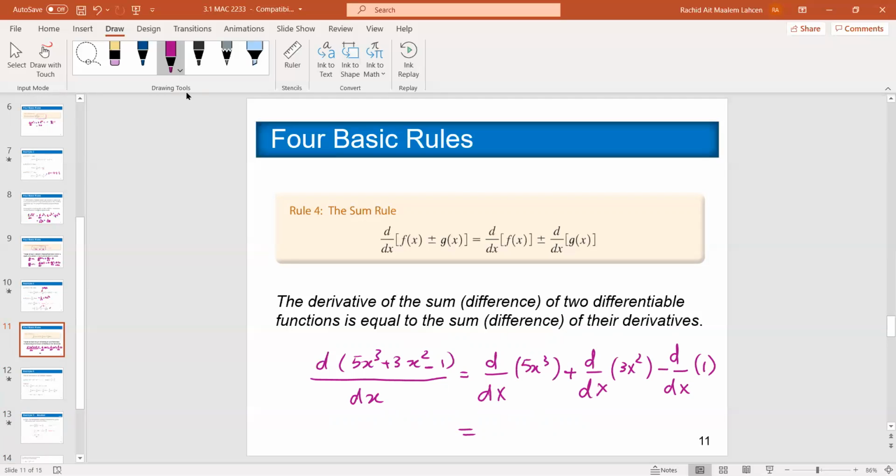Then you just apply the power rule. 5 is a multiple. The power rule says 3x squared, where 3 is a multiple. X squared, the power rule says 2x. 1 is a constant, so it's 0. So we get 15x squared plus 6x. So that's what the sum rule uses.